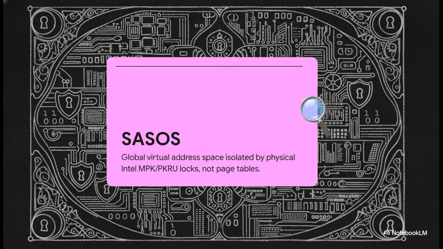So the architectural model we use to pull this off is called a SAS, a single address space operating system. Now, in a traditional OS, processes are isolated by switching page tables, right? But that costs thousands of CPU cycles. We don't do that. Instead, we collapse the entire OS into one global 64-bit virtual map.